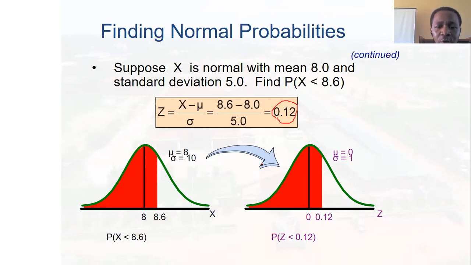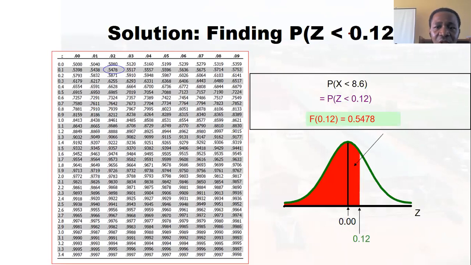Now, with the 0.12 that you've gotten, the mean is 8.0 and 8.6 falls somewhere here. So you color this whole area out, and then substitute the 8.6 with 0.12 as z. Now you look for this under your standardized normal table, the 0.12.